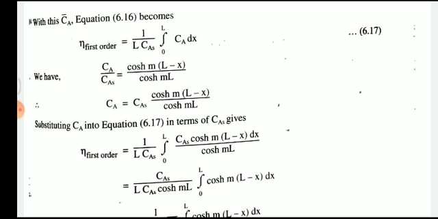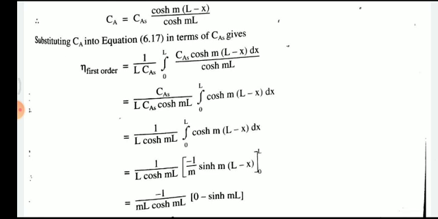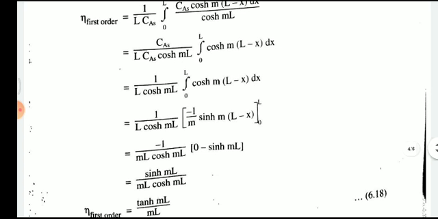For first order reactions, 1 upon L Cas integrated from 0 to L of cosh M L minus x dx upon cosh ML. Cas is common and cancelled, and cosh ML is a constant value, so the remaining term is cosh M L minus x dx. Now integrating, 1 upon Cas cancels, giving 1 upon L cosh ML, with the rest of the equation as it is.